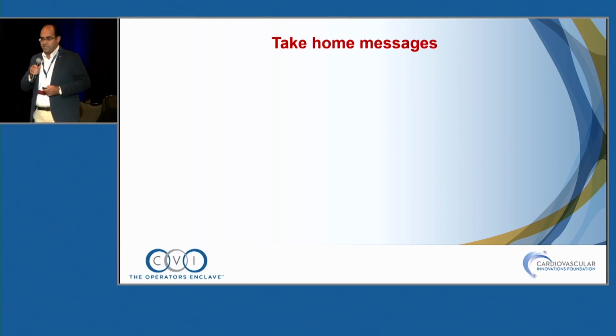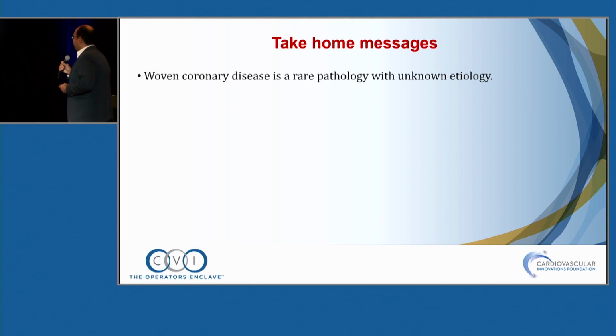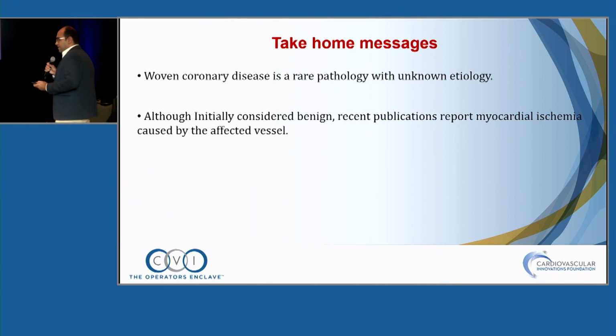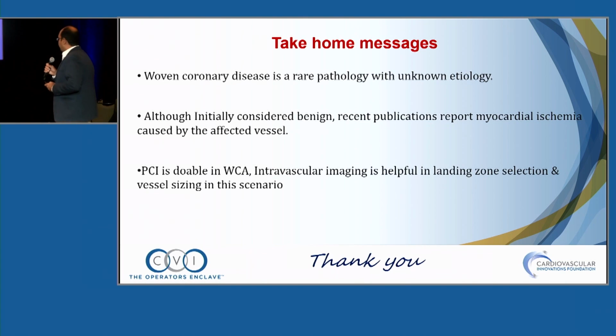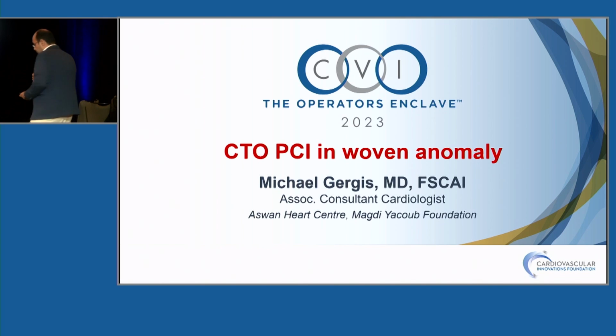So my take-home message in this case is that woven coronary disease is a rare pathology with unknown etiology. This was initially thought to be benign. However, recently a lot of case reports describe significant ischemia at the woven anomaly artery. And final PCI is doable in such patients, and intravascular imaging is helpful both in planning the landing zone and vessel sizing in this scenario. Thank you very much.